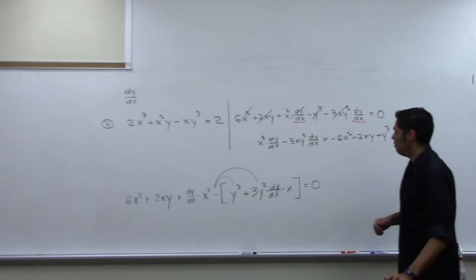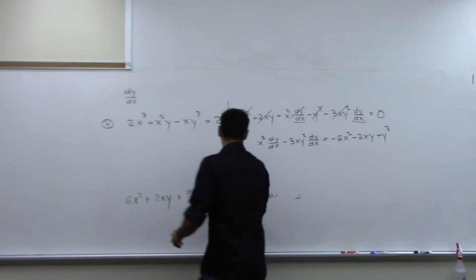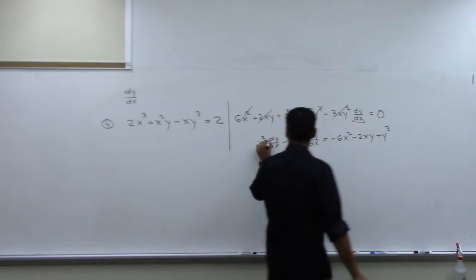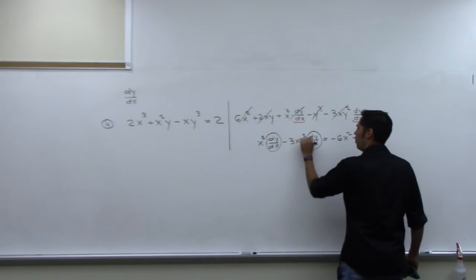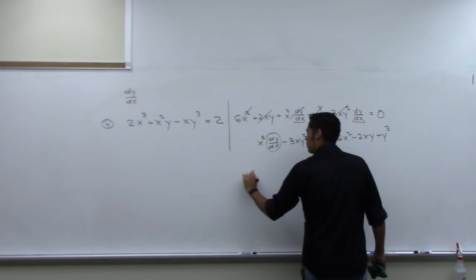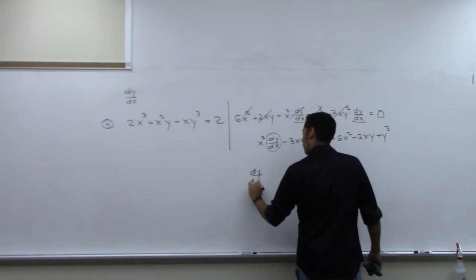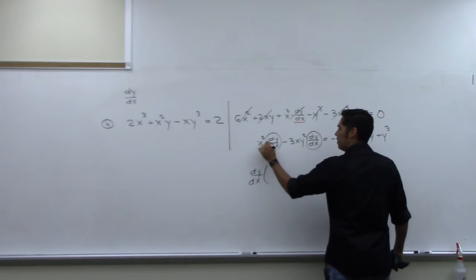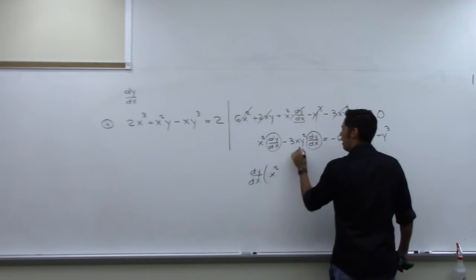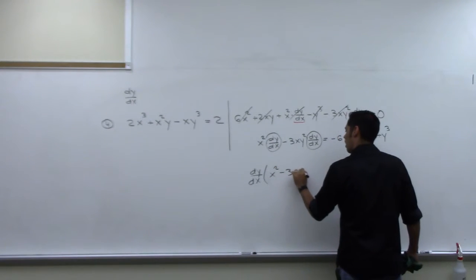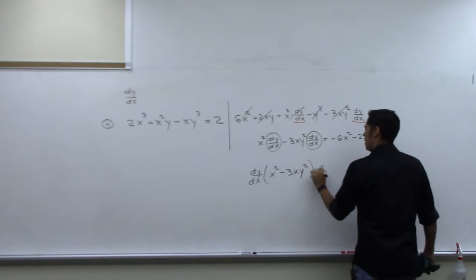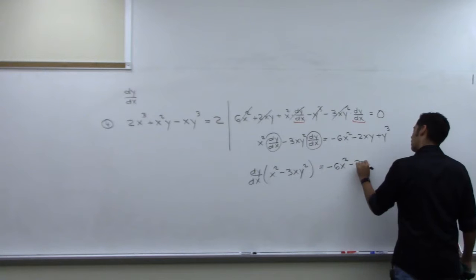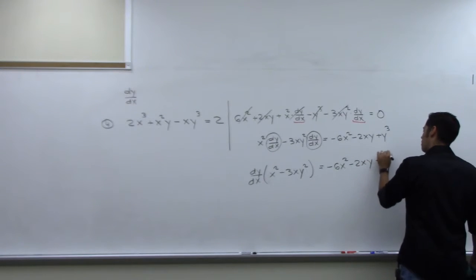And now that we've isolated the dy dx terms on the left side, we can do a GCF, greatest common factor. We can pull out, or factor out, a dy dx and be left with the x squared's left here, and over here the minus 3xy squared, and then equals this side, negative 6x squared minus 2xy plus y cubed.